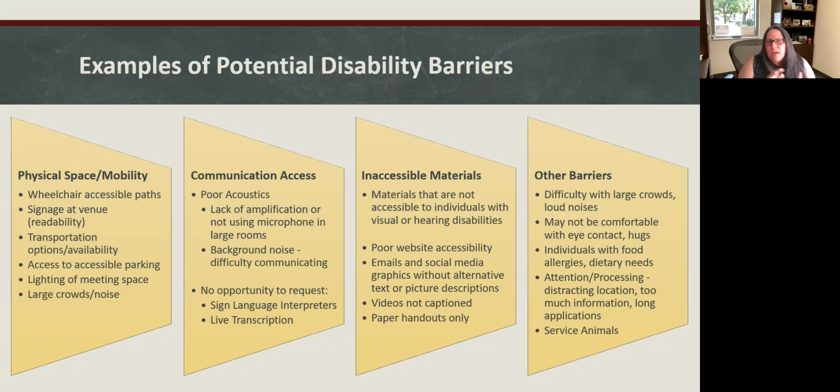My second area is communication access. So, how are the acoustics in the space that you're talking?